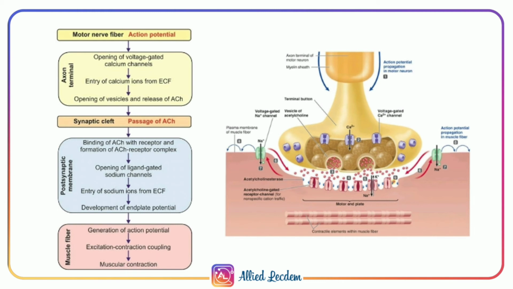From the synaptic cleft, acetylcholine binds with the receptor known as nicotinic acetylcholine receptor in the postsynaptic membrane, causing formation of the acetylcholine receptor complex. Now, it causes opening of ligand-gated sodium channels and entry of sodium ion from ECF, and development of end plate potential. Next, the events take place in the muscle fiber, like generation of action potential, excitation and contraction coupling, and in the final way, the muscle is contracted.